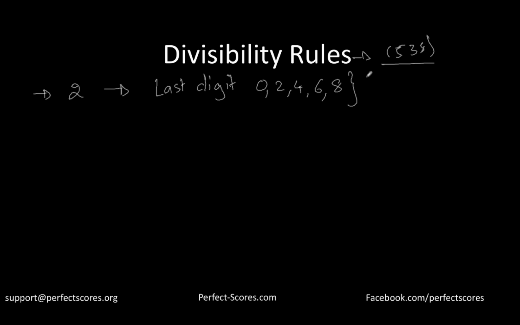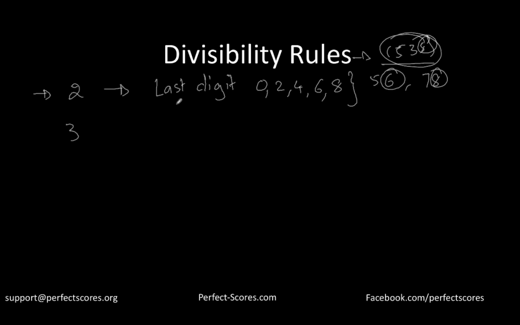You can pick any number. Let's say 56 is divisible by 2. It has a 6 at the end. 78 is divisible by 2 because it has an 8 at the end. Even 538 is divisible by 2 because it has an 8 at the end. So any number whose last digit is 0, 2, 4, 6 or 8 is going to be divisible by 2. If the last digit is not 0, 2, 4, 6, 8, it is not going to be divisible by 2.